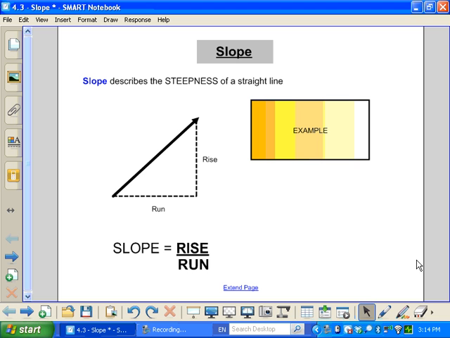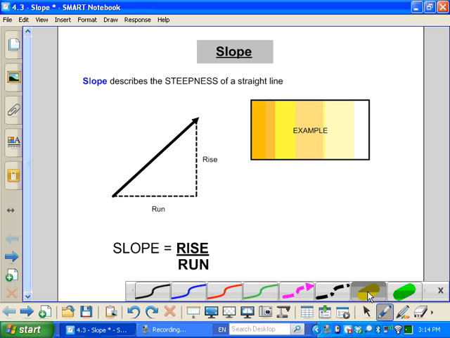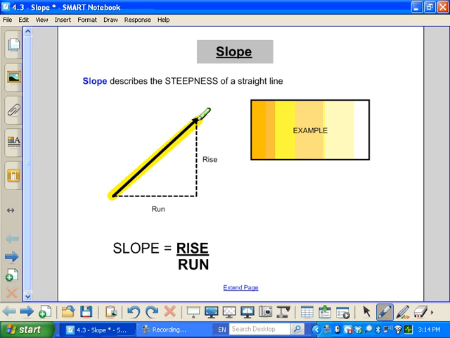Some of you who ski or snowboard understand what slope is. You can have a steep slope or not a very steep slope. That's basically what slope means. It describes the steepness of a straight line. You can see by my diagram right here that we have a rise and we have a run. So this is our line, this is our hill, and we have a rise and we have a run.